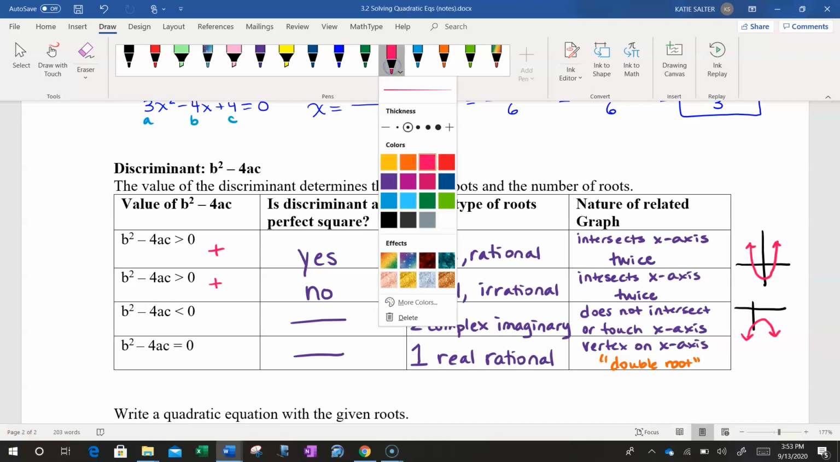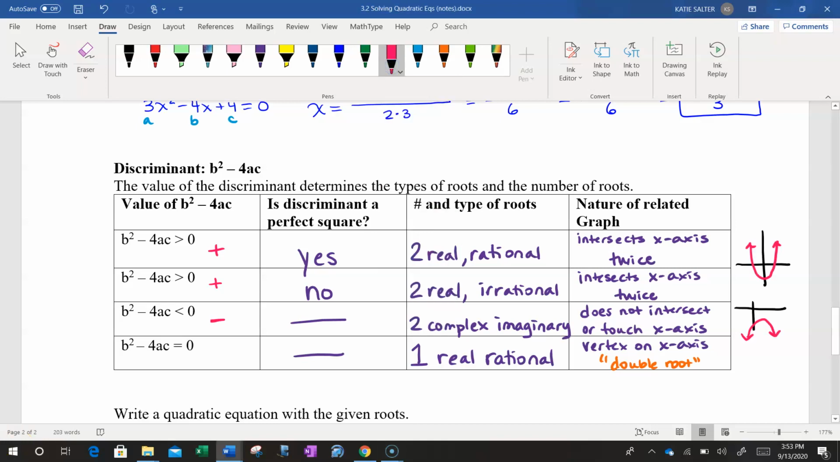But if the discriminant is negative, and it really doesn't matter if it's a perfect square or not, we're going to have two complex imaginary roots. Whether it's a perfect square or not doesn't matter, because once you pull that i out, they're imaginary. And graphically, what that means is it does not intersect or touch the x-axis.